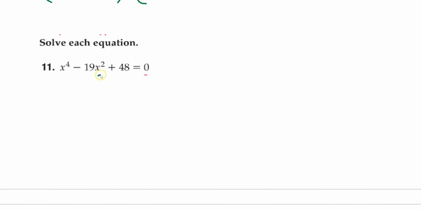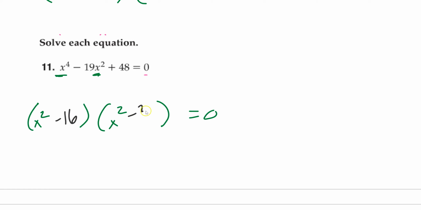Again, notice how this is half of that, so I can just factor like normal. It's going to be x squared. Now I just got to figure out what two things multiply to get 48 but add to get negative 19. And that is not 4 and 12, it's 16 and 3. 16 times 3 is 48, add to get 19, so there you go.